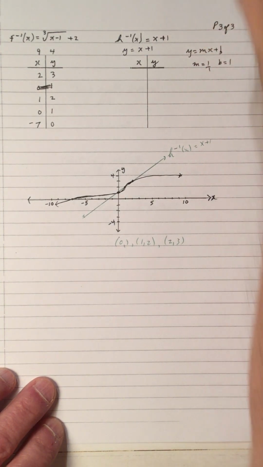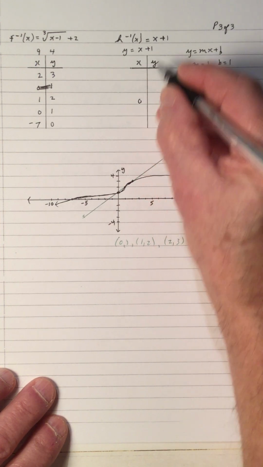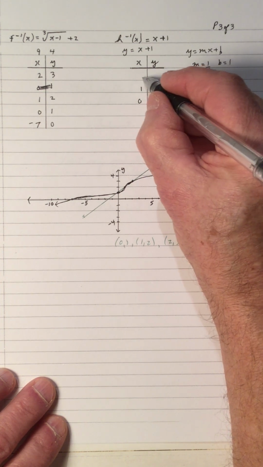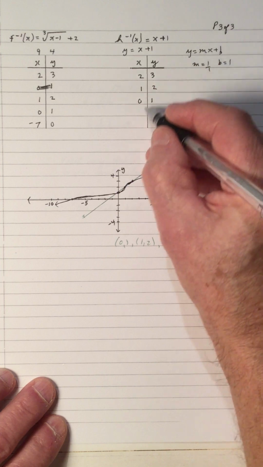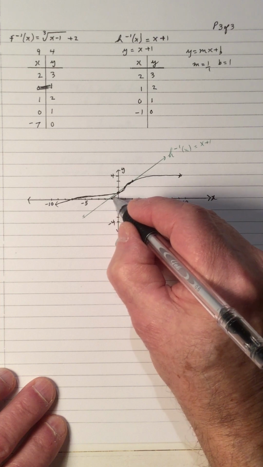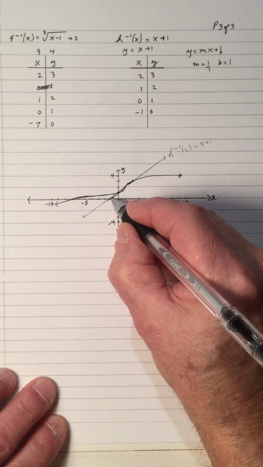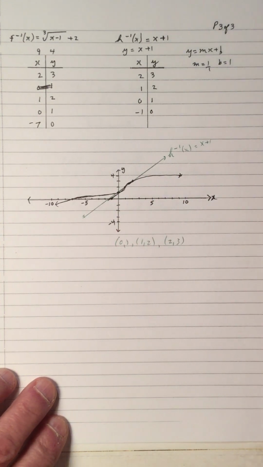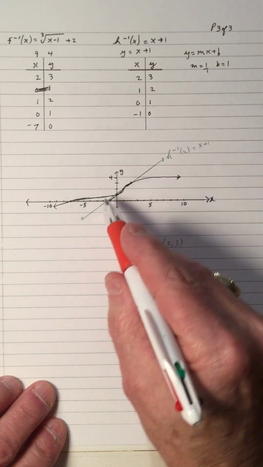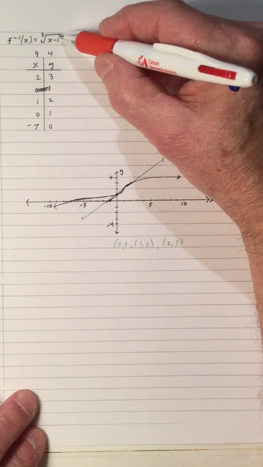Another way is to do a table of values. If x is 0, y is 1. If x is 1, y is 2. If x is 2, y is 3. If x is negative 1, y is 0. Oops, it should go through that point also, but I didn't line it up correctly. But I have the 3 points. So I just wanted to do the algebra of it and the geometry of it to show you why there are 3 points of intersection between the cube root and the linear.